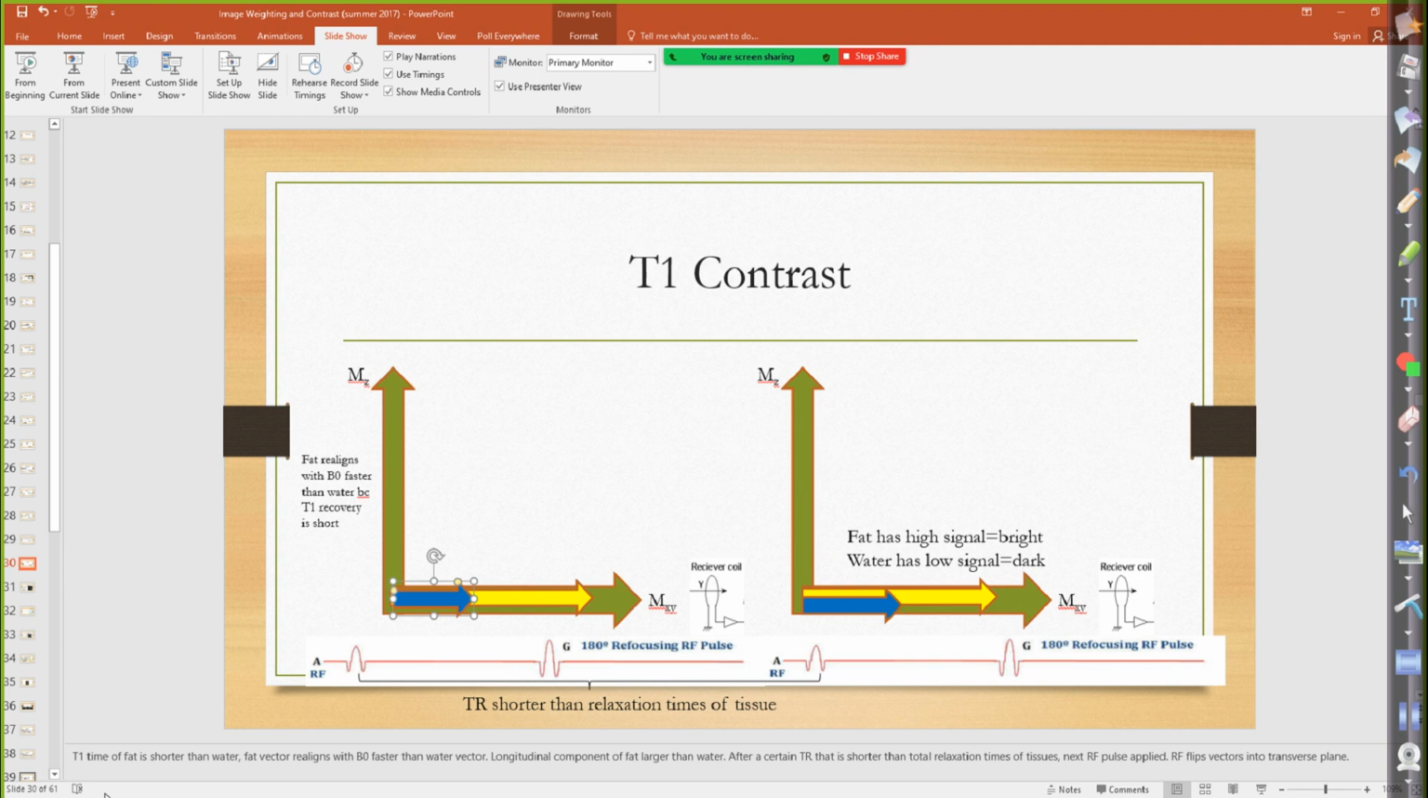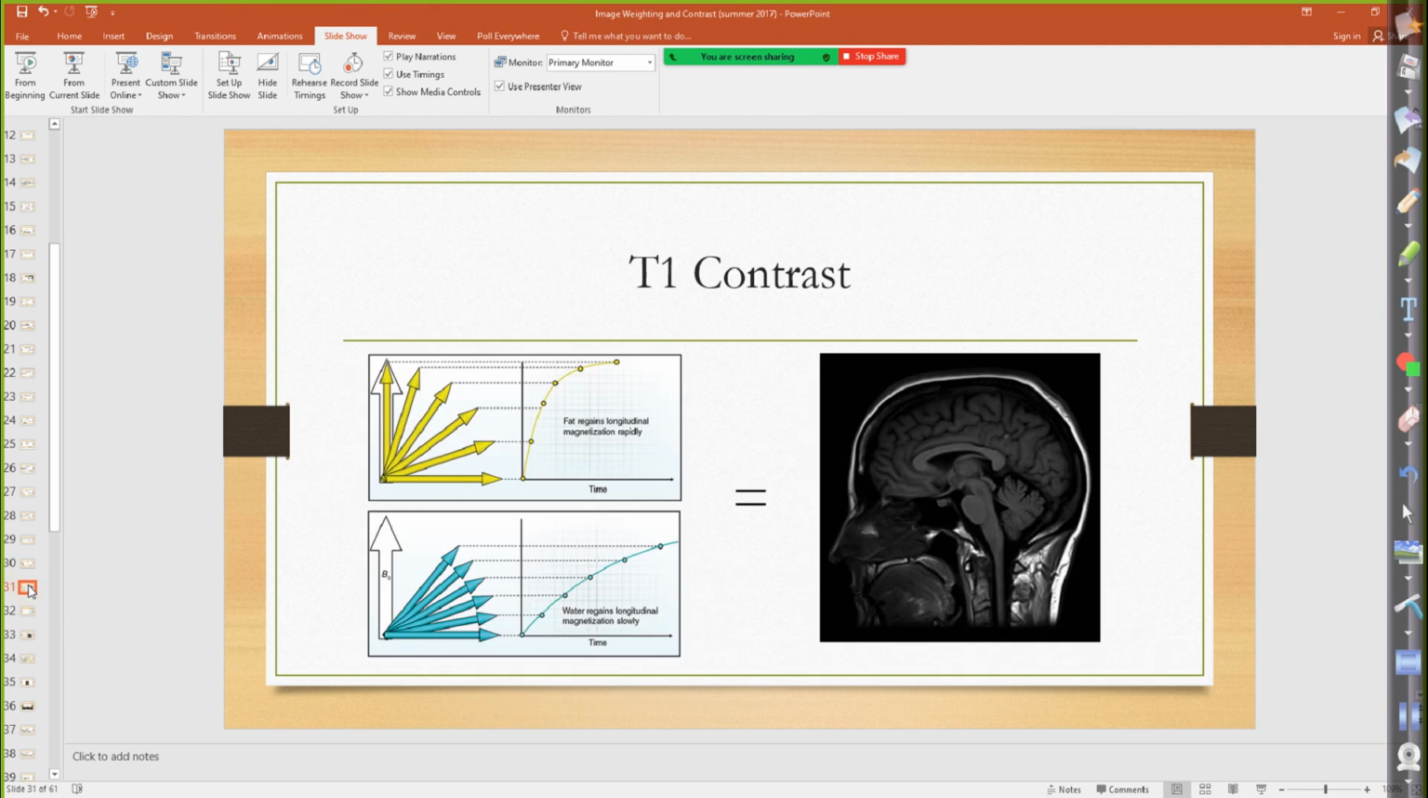Okay? So with that being said, this is what an image looks like. Okay? So fat realigning with the longitudinal axis creates a larger vector for when that second RF pulse hits. Because even though we have a larger vector here in the longitudinal axis, remember, we can't ever receive signal unless it's flipped into the transverse plane. And water recovers slowly, so then it's going to have a smaller vector, and then when it gets flipped down in the transverse plane, it will ultimately have less signal.